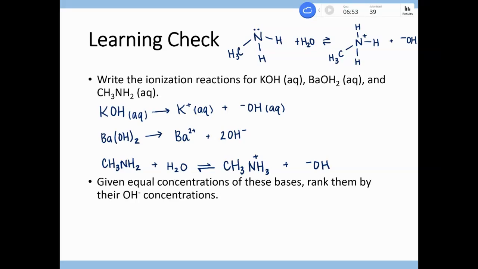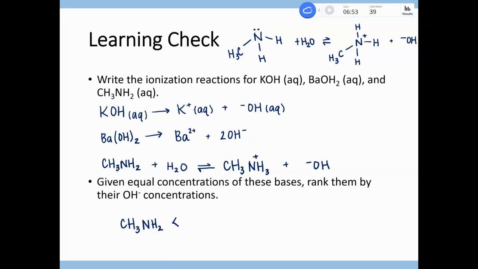Okay, now the last question here. Let's say we have equal concentrations of all 3 of those bases and we're ranking the hydroxide concentrations in solution. Well, we already know that this last one is a weak base and the first 2 are strong bases. So if we have equal concentrations of all 3 of these in like 3 separate solutions, this will have the lowest amount of OH- because it's the only weak base here. So we know CH3NH2 will be the lowest amount.